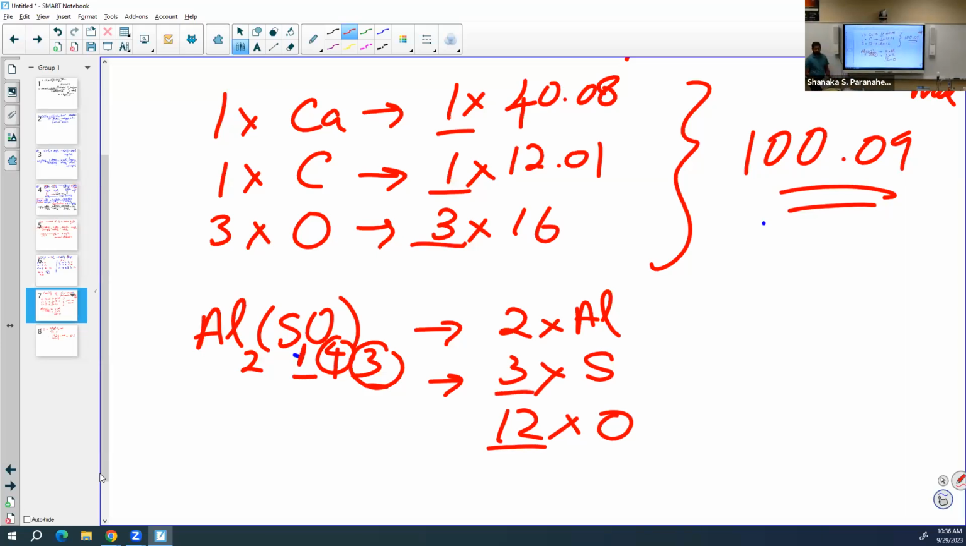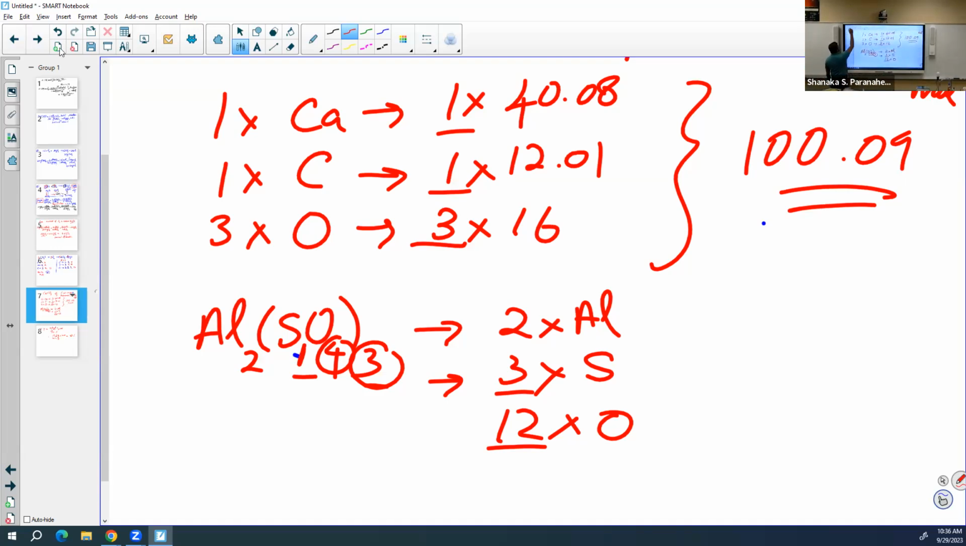Most of the time some students will forget that part. So you have to multiply it by the number outside of the parenthesis to get the number of atoms. Okay. There will be at least 2, maybe more questions to calculate molar masses. And there will be 2 questions like number 9, calculate the percent composition.